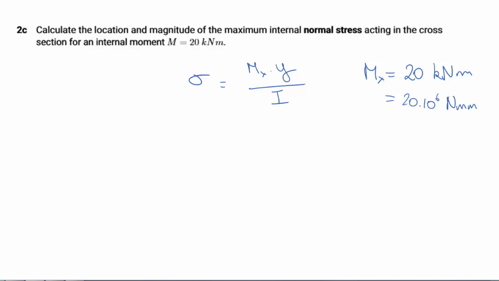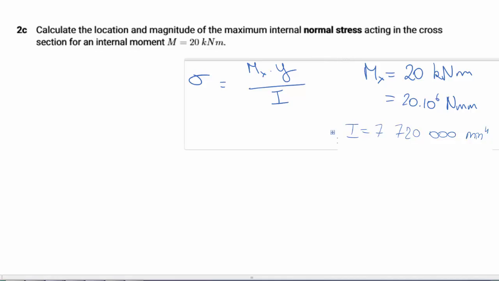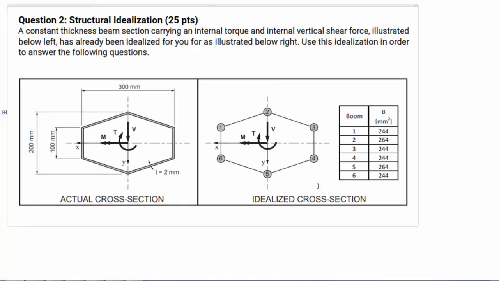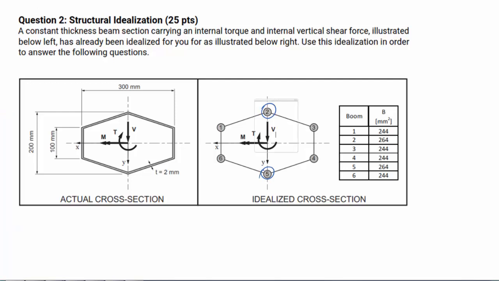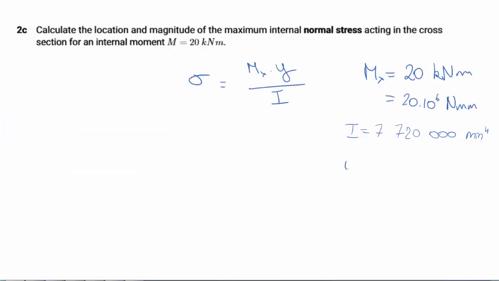From the previous question, we remember that I is equal to 7,720,000 millimeters to the power 4. So then, from this we can determine that the maximum normal stress will act at the locations that have the highest distance from the x-axis. Looking back at the original question, this will be either boom 2 or boom 5. So, y will be equal to plus or minus 100 millimeters. Note that I use plus or minus here to include both boom 2 and boom 5.